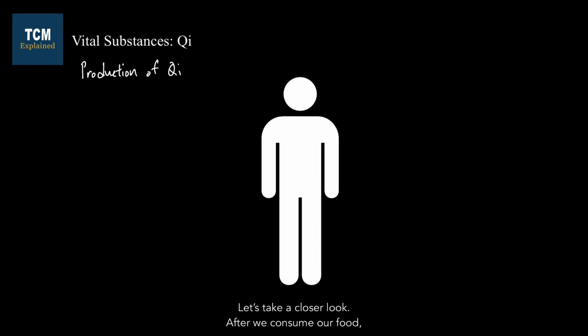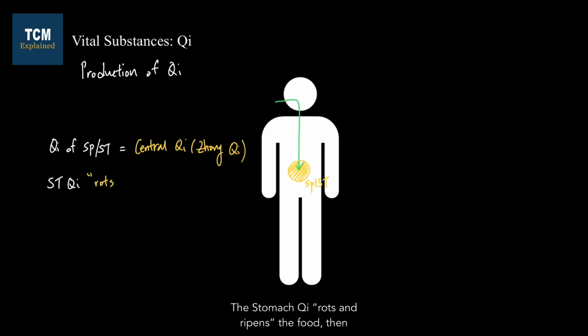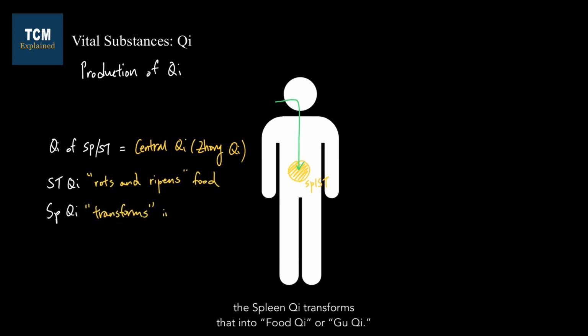After we consume our food, food goes down to the middle of our body where earth organs are. As we know, the earth organs refer to the stomach and spleen. The qi of the stomach and spleen together are called central qi or zhong qi. The stomach qi rots and ripens the food, then the spleen qi transforms that into fu qi or gu qi.